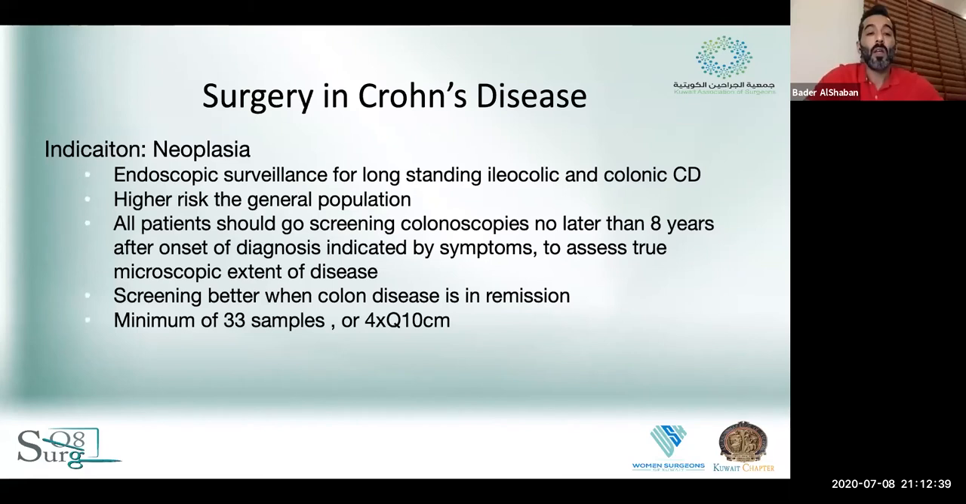Neoplasia, so with IBD, the classical neoplastic scenarios have always been associated with ulcerative colitis. However, we do know now that Crohn's disease does carry a higher risk than the general population. It might not be as frequent or as high as ulcerative colitis. However, we do know that it is higher than the risk of the general population. So endoscopic surveillance for long-standing ileocolic and colonic disease is important. It should not be delayed more than 8 years. And whenever you do screen these patients, it is a tedious process of taking random 4-quadrant biopsies every 10 centimeters in order to rule out anything such as dysplasias.